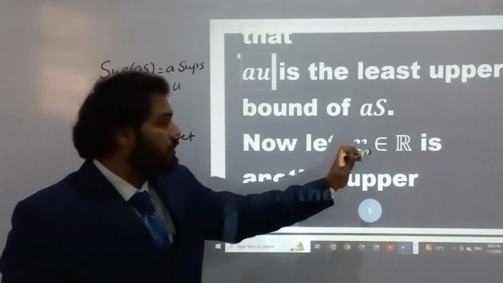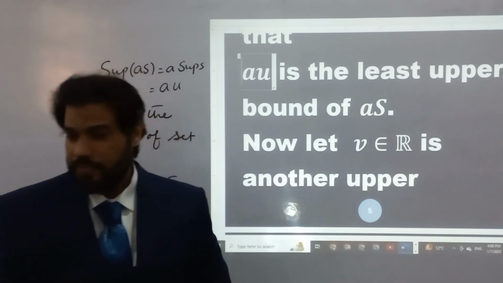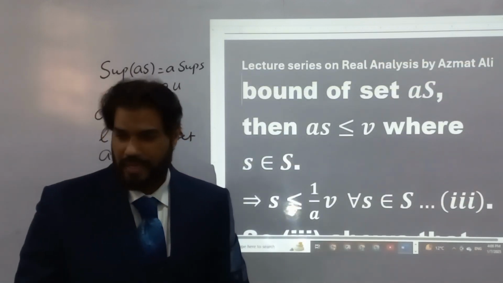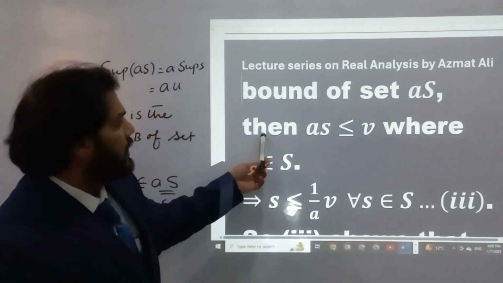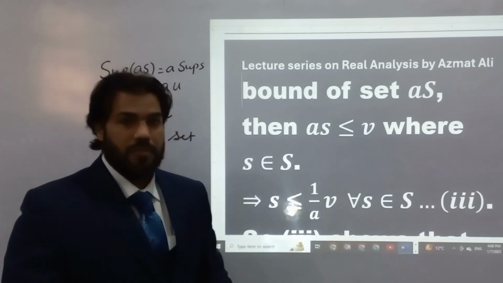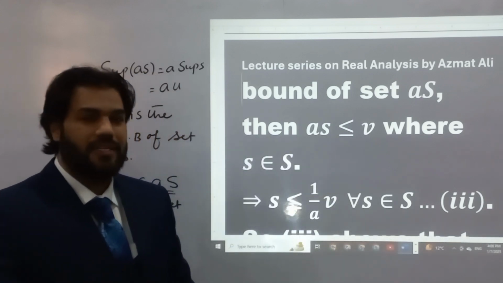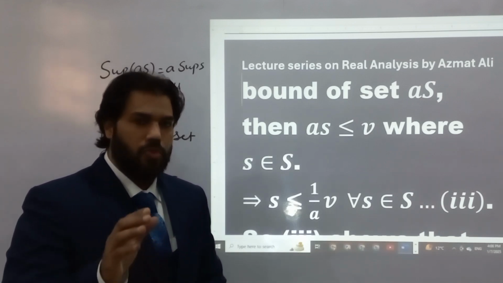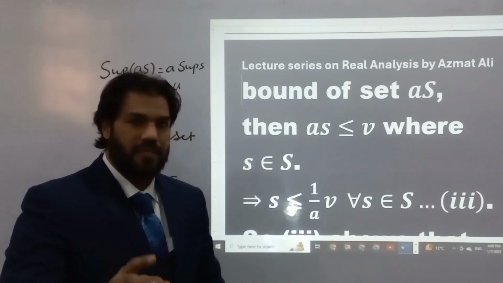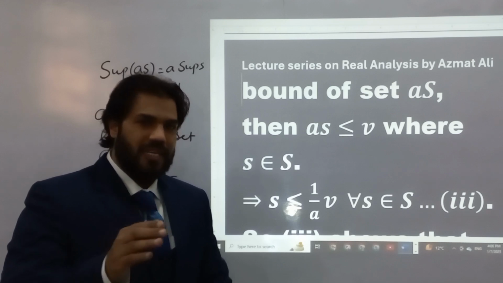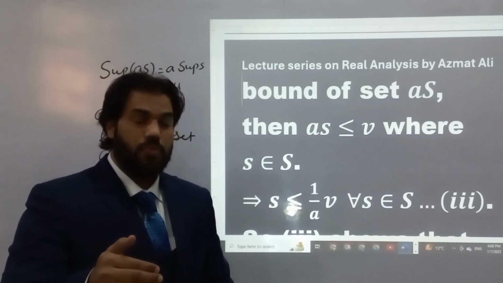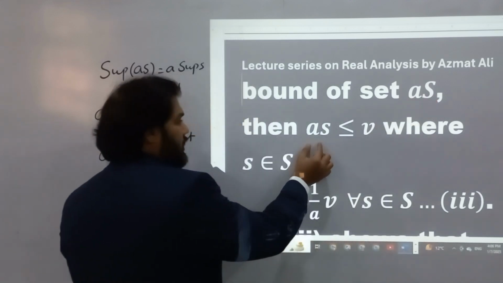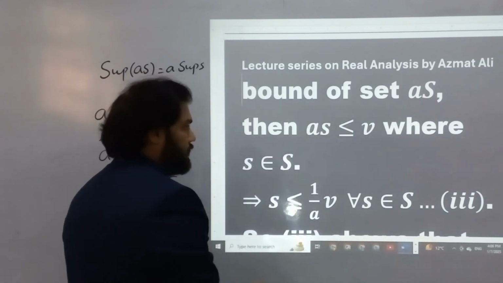So now let V belong to R be another upper bound of set AS. Then AS is less than or equal to V. How? Because V is any real number and V is an upper bound of AS. The definition of upper bound says that V is greater than or equal to every element of set AS. So every element of set AS is less than or equal to V.